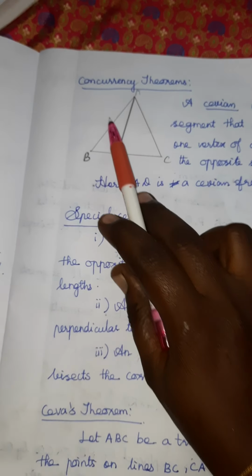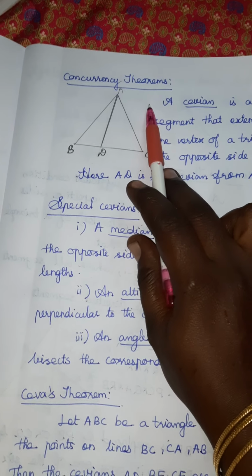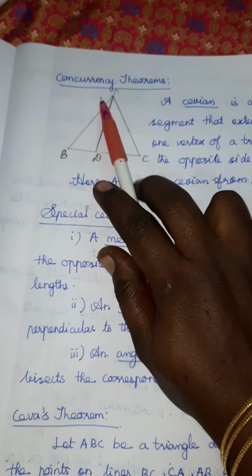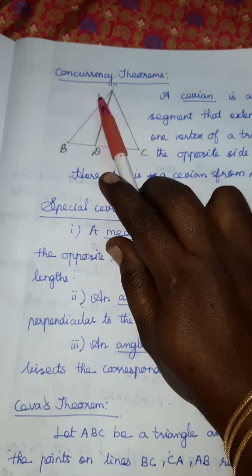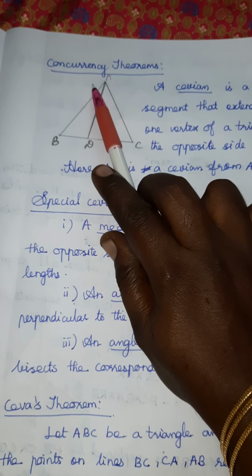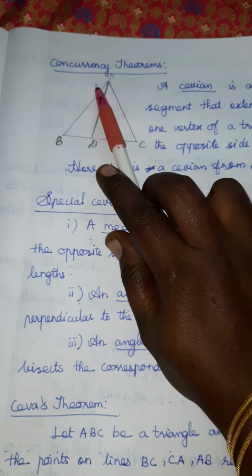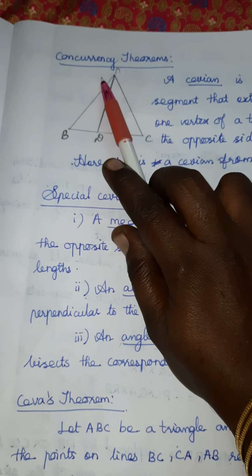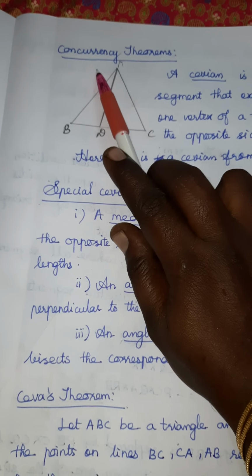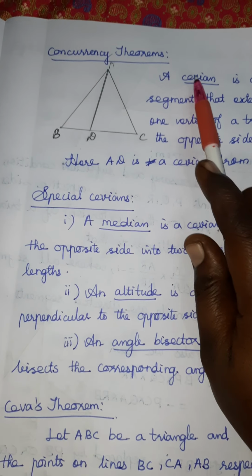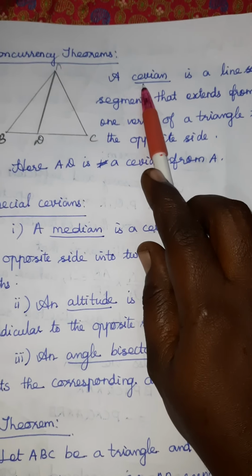Students, next we can learn the concurrency theorems. Already we learned so many concurrent points. When the medians are meeting in a triangle, we will get the point of concurrency. Then when the angle bisectors are meeting, when the perpendicular bisectors are meeting, when the altitudes are meeting, like this we will get so many concurrent points. Here we are going to learn another one, Cevian.